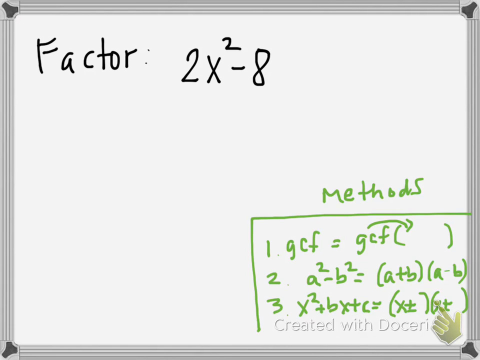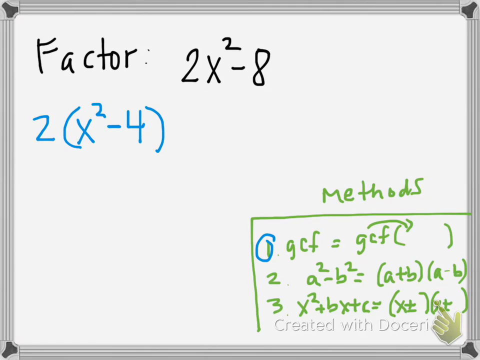Well, looking at 2 and 8, I can divide both of those by 2. So method number 1 is going to apply here where I factor out a 2. If I factor out a 2, well, 2 times x squared would get me 2x squared. I would bring down the minus sign, and then 2 times 4 would get me 8.